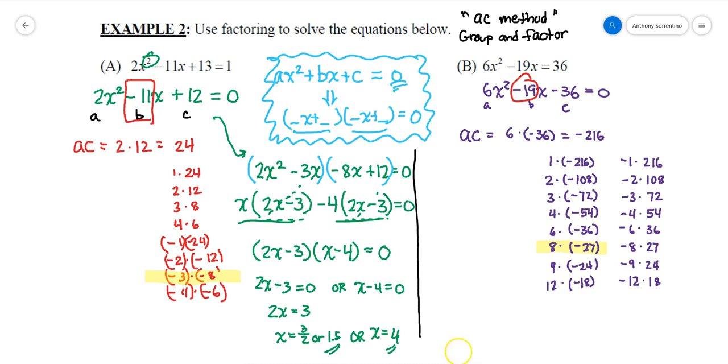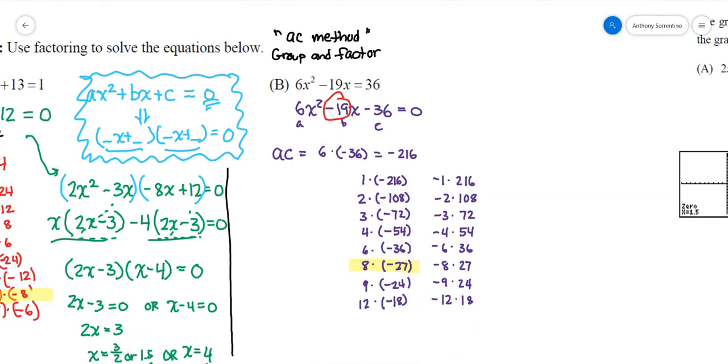So when I go to solve the problem further and I rewrite the equation, I'm going to have 6x squared plus 8x minus 27x minus 36 is equal to 0. And now I'm ready to do that group and factor.